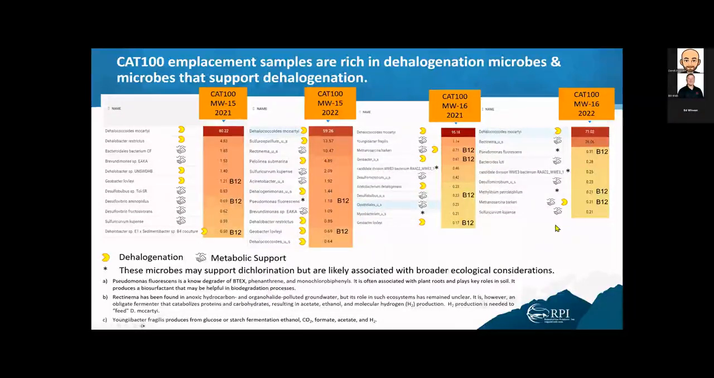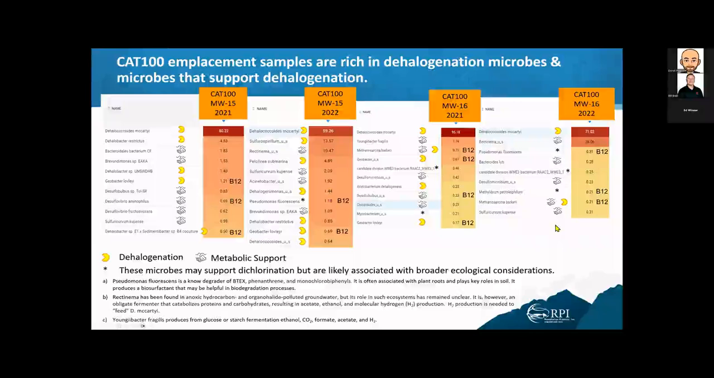The Dehalobacter restrictus at almost 5%. You have the Desulfitobacterium further down and Geobacter lovleyi, etc. So the yellow Pac-Men represent known dehalogenating bacteria. The shaking hands represent metabolic support, something that's helpful to them. Say it may be making B12 or it may be making other things.